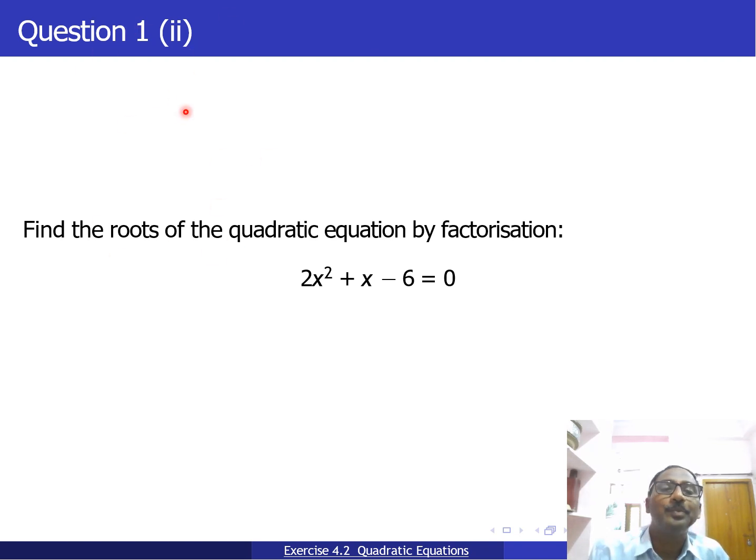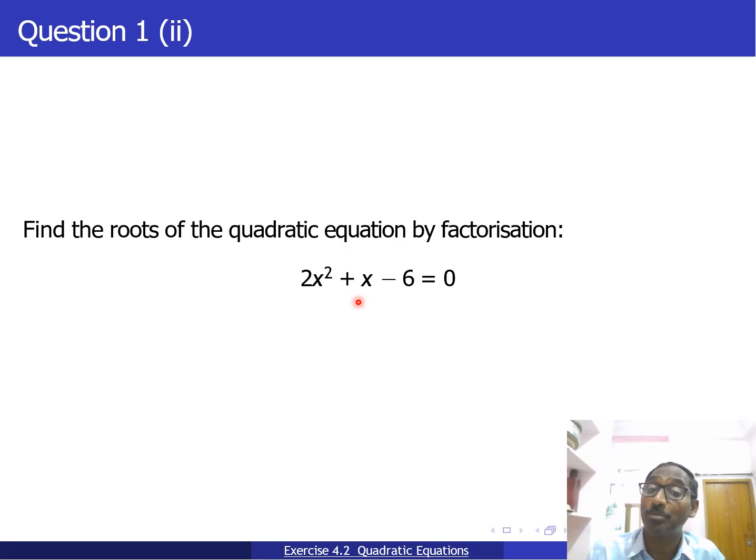Question 1, problem number 2. Find the roots of the quadratic equation by factorization. 2x square plus x minus 6 equal to 0. To split the middle term, I need to find two numbers whose product should be minus 12 and whose sum should be 1. I have to check from the 1 table, after that the 2 table, after that the 3 table, 3 into minus 4 giving minus 12. But I need to get the middle term 1 only. That's why I will take minus 3 into 4.